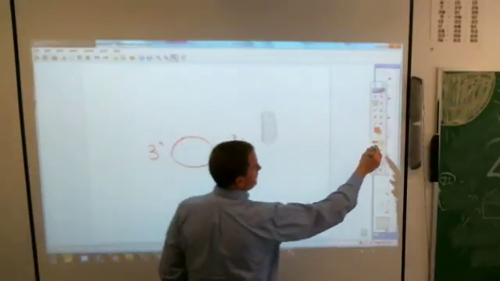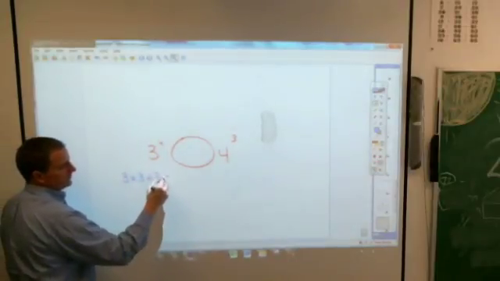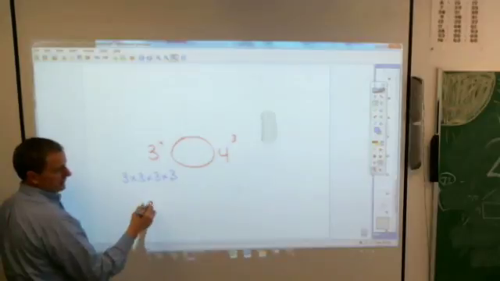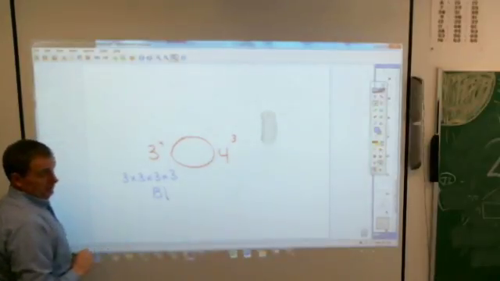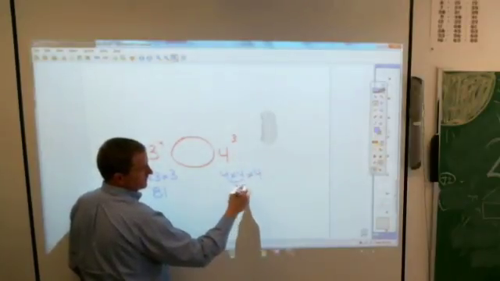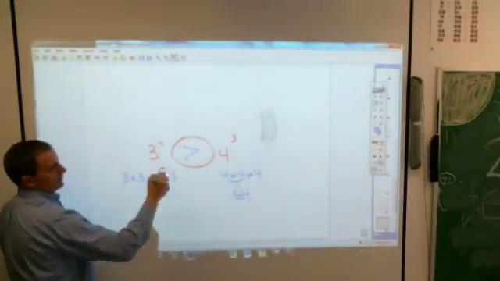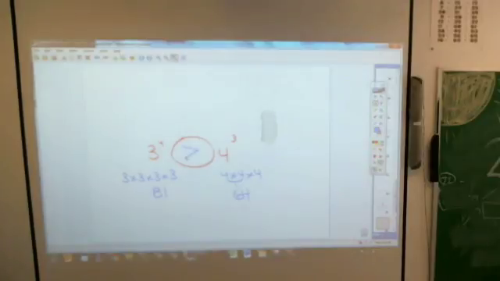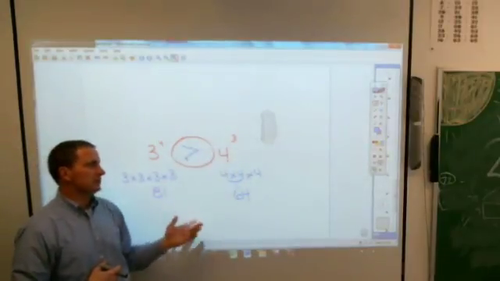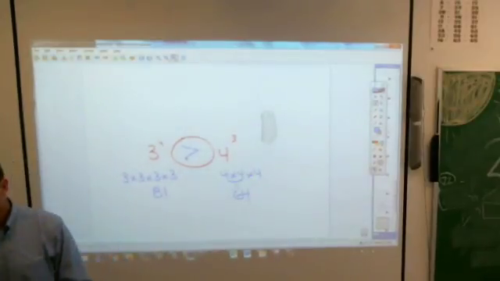3 to the fourth power means that you have 3 times 3 times 3 times 3, or 9 times 9. This is 81. 4 to the third power, 4 times 4 is 16. 16 times 4 is 64. What is bigger? 81. So please get it out of your head. The most common mistake is people see this and they go, the answer to that is 12. No, it's not 4 plus 4 plus 4. It's not 4 times 3. It's 3 fours times themselves.